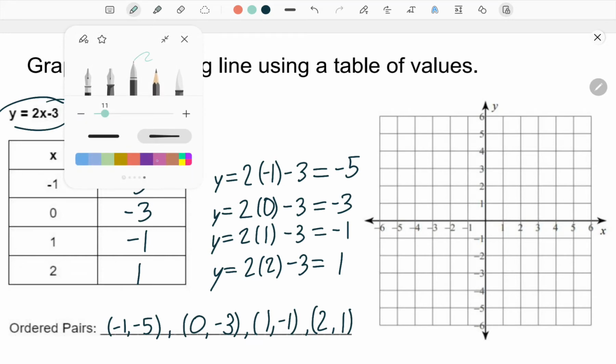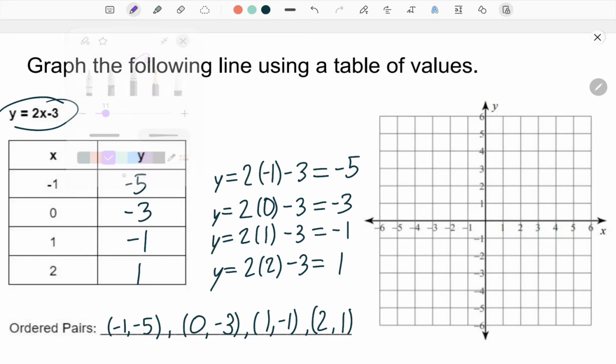graph to the right there. So we'll do it in purple. So all these 4 points, we're going to plot down. So -1, -5, so down or left 1, down 5. 0, -3. 1, -1, so across 1, down 1. And 2, 1. And there we have it. That is our graph. Well, the start of our graph.